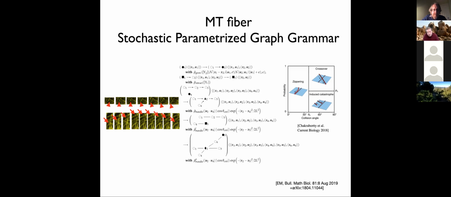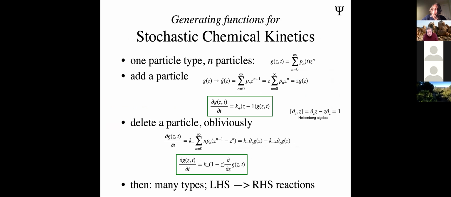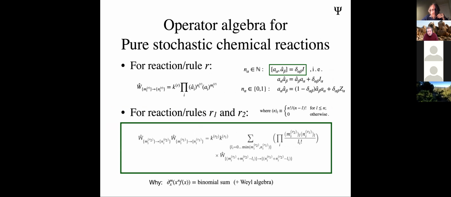So, if we're back to chemical reaction networks, then all this can be expressed in the Doi-Peliti formalism, where you have n particles and you can get one more by taking the generating function and multiplying it by z. You can get one less by taking your generating function and taking its derivative. Then you get the law of mass action the proper way. And those are the raising and lowering operators in an algebra. This is for pure stochastic chemical reactions, no graphs.